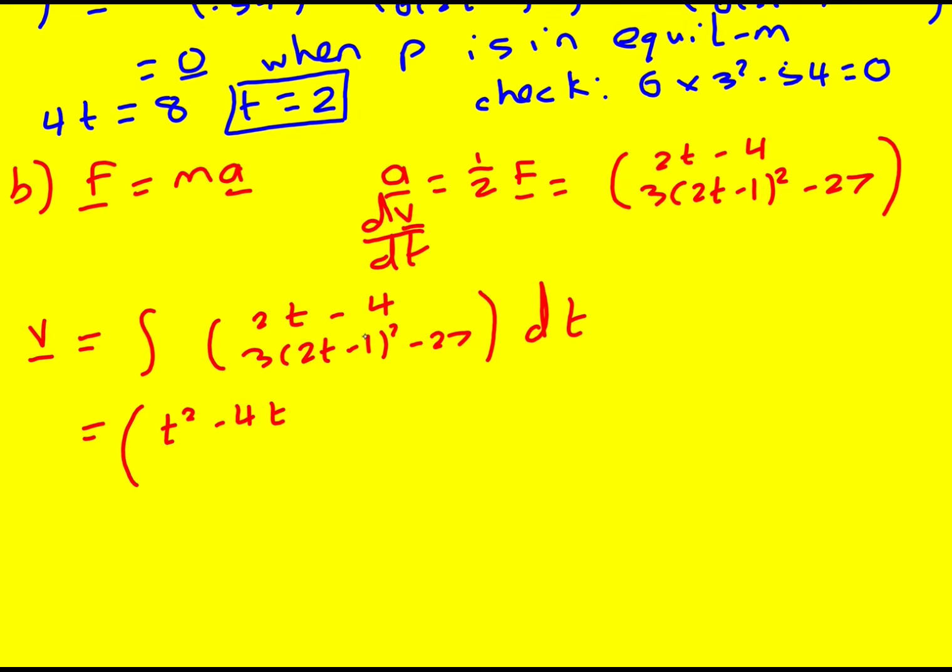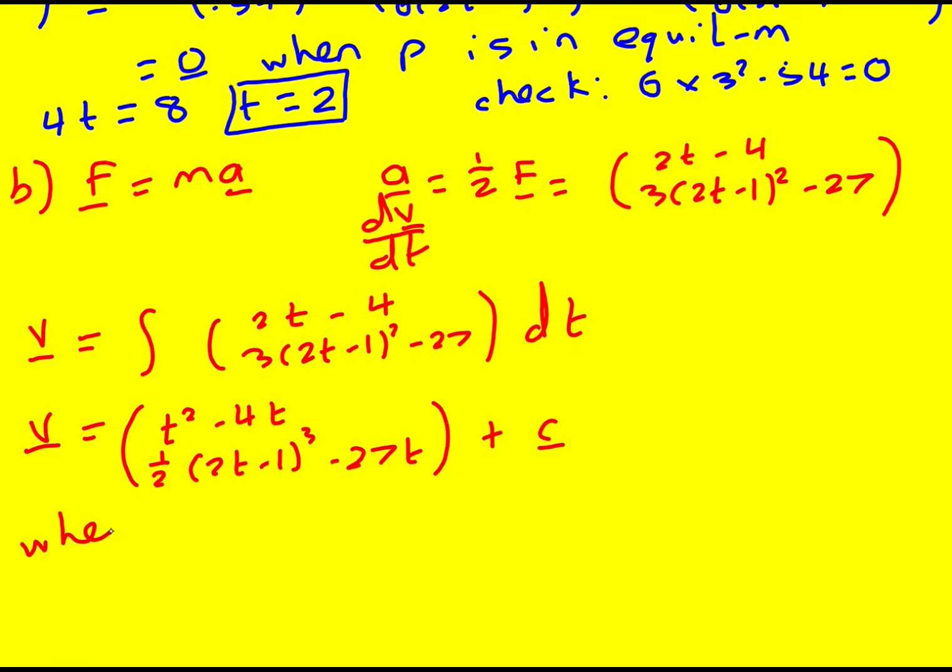And then I have got to use a chain rule here. So I'm going to add 1 to the power, divide by the new power. It's going to give me (2t minus 1) cubed. But then when I differentiate this, I would also times by 2. So I need to divide by 2. And then minus 27t here. But there's going to be a constant for the x component and the y component. So I'm just going to label it a little vector c.